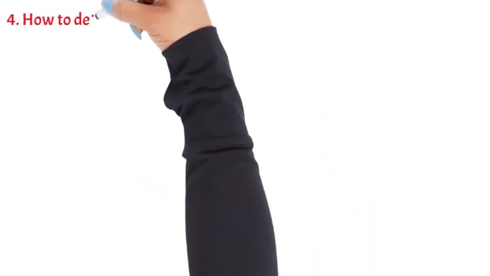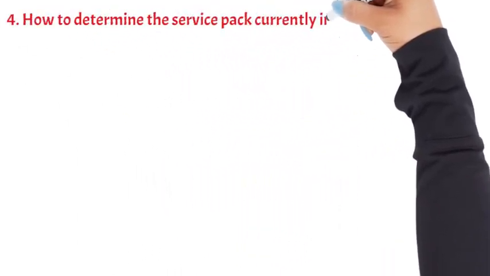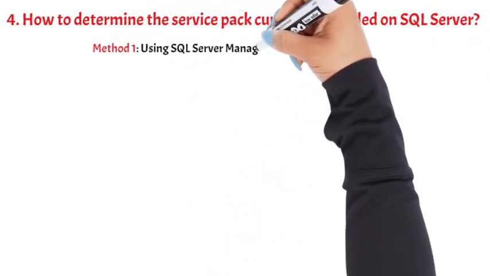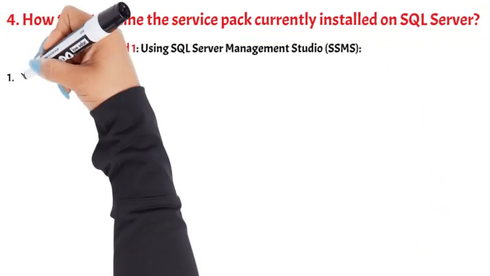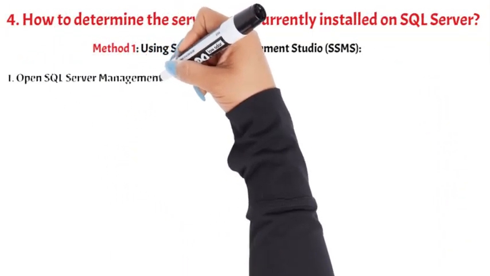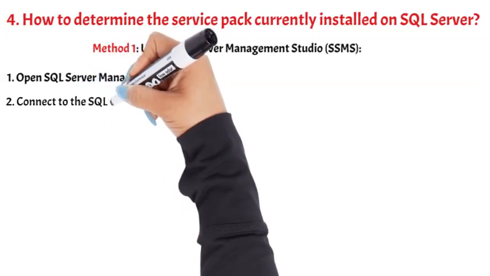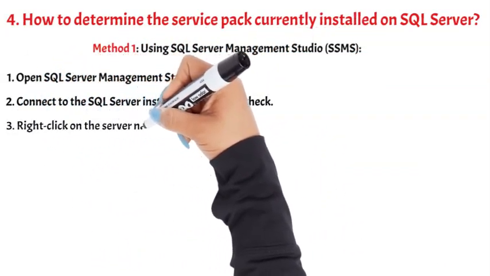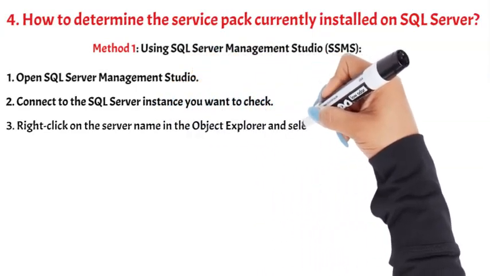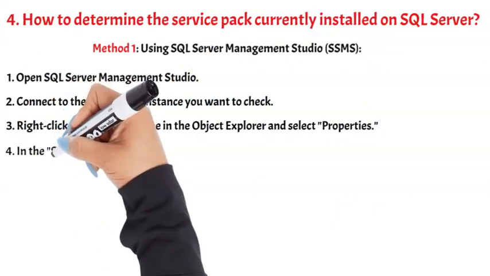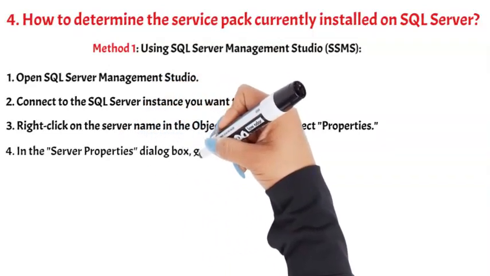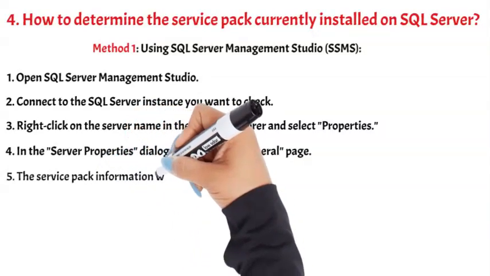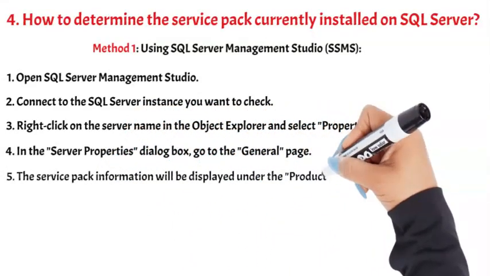4. How to determine the service pack currently installed on SQL Server. Method 1. Using SQL Server Management Studio (SSMS). 1. Open SQL Server Management Studio. 2. Connect to the SQL Server instance you want to check. 3. Right-click on the server name in the Object Explorer and select Properties. 4. In the Server Properties dialog box, go to the General page. 5. The service pack information will be displayed under the Product field.